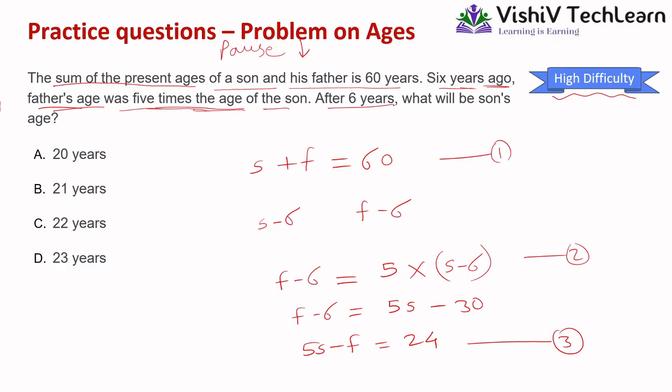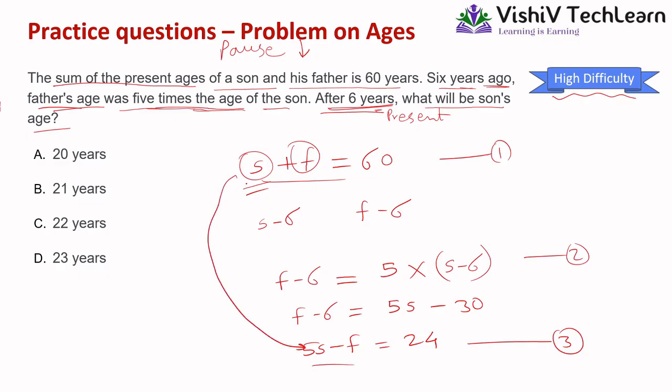Now what is the question? After 6 years, what will be the son's age? Now this after 6 years is after the present. The present ages might be s and f, and after 6 years what will be the son's age? That we have to calculate. So let's find out s first, the present age of the son. So we have equation 1 and we have equation 2.